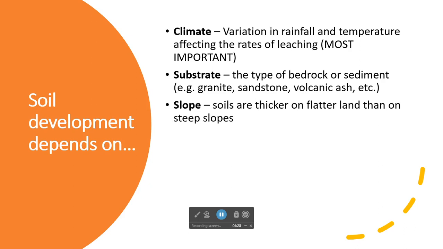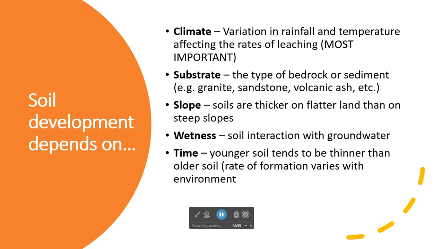Slope also influences the development. Soils are thicker on flatter land than on steeper slopes. And if you think about it, that does make sense because when you're on flat land, you don't have any gravity force causing any of that to fall down the slope or mass moving. Wetness also influences soil development, which goes along with climate, but also soil's interaction with groundwater. So if there is groundwater in the area, that can influence soil development.